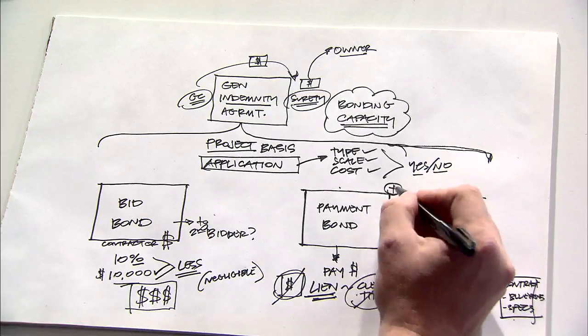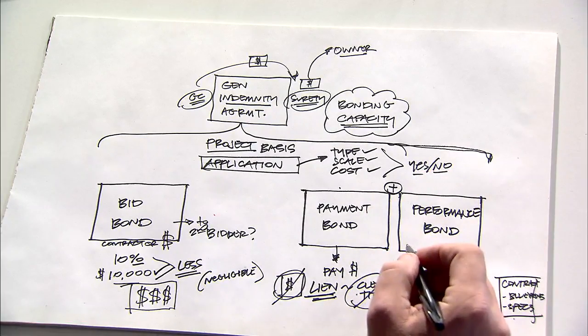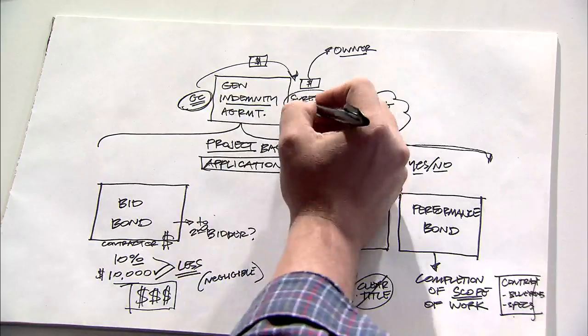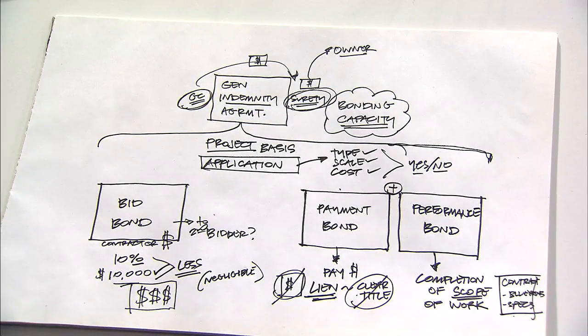Now, even though these are two separate bonds, two separate instruments that are executed by both the general contractor and the surety, they are almost always issued in tandem in commercial construction work.